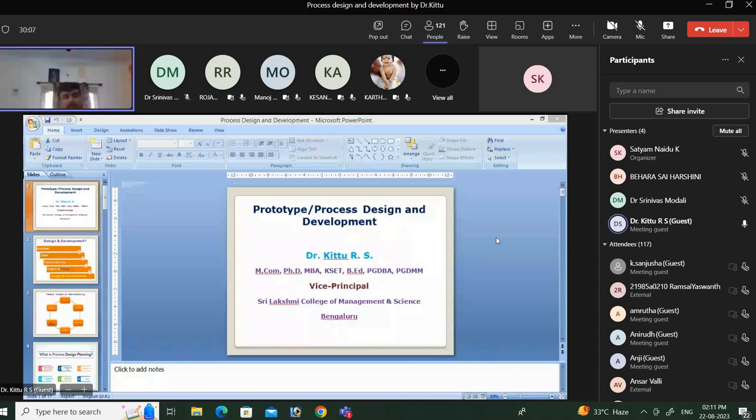But finally, there is an important component, design and development. Design and development can be done through R&D. Nowadays you can visit any kind of institution, there is a separate R&D team, a research and development team. So why is an R&D team required?